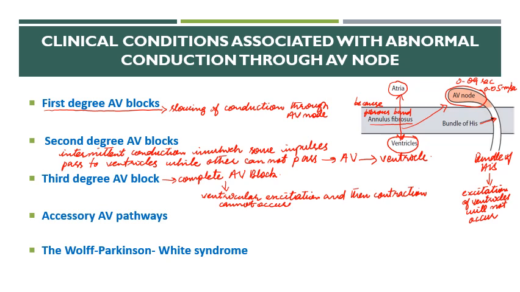The most common reasons of third degree atrioventricular block are some degenerative process in the AV node or ischemia of AV node. Ischemia means inadequate blood supply.